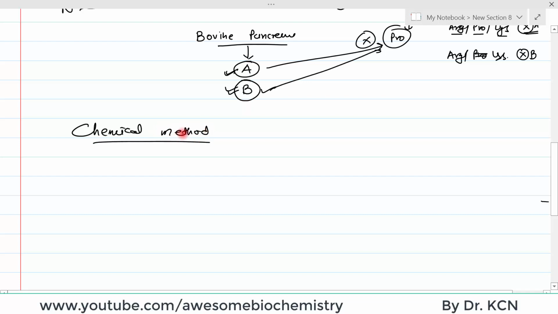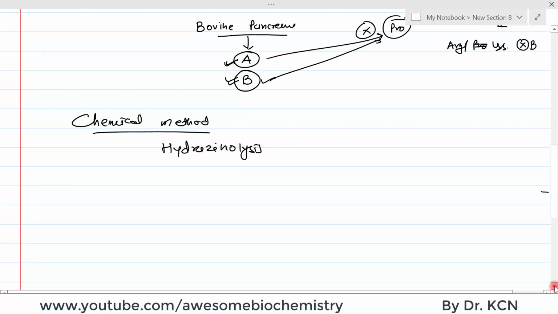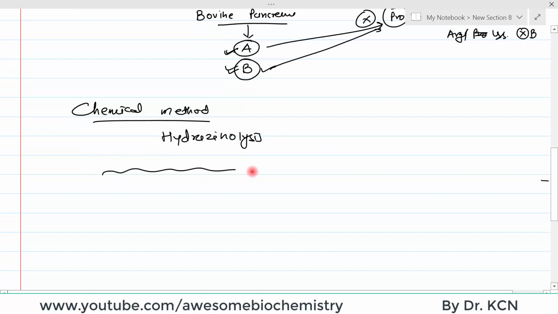This chemical method is known as hydrazinolysis. Now, in this, what we do, suppose this is the polypeptide chain, this is the N terminal side and this is the C terminal side, and suppose these are the amino acids of this peptide chain. This one is the N terminal amino acid, this is the C terminal amino acid, and all the rest of the circles are the intermediate amino acids, and this is the polypeptide chain.